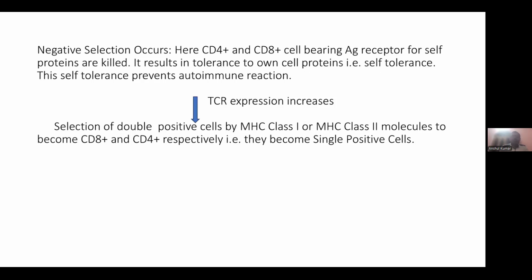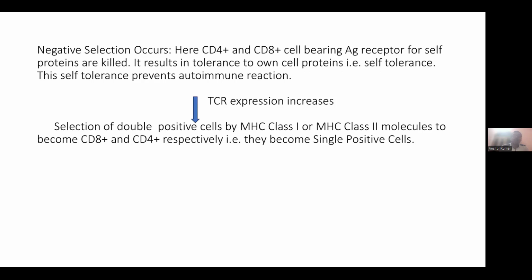tolerance to own cell proteins, that is self tolerance, and this self tolerance prevents the autoimmune reaction. Autoimmune reaction, in brief, is a condition that develops when the immune system, in addition to destroying foreign cells, starts destroying its own self cells, and such conditions are called autoimmune reactions.